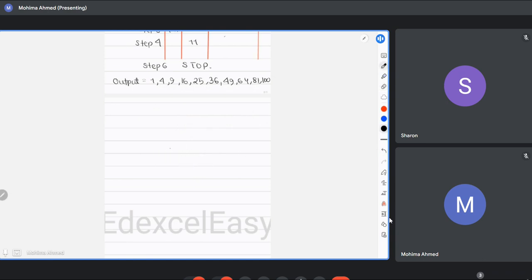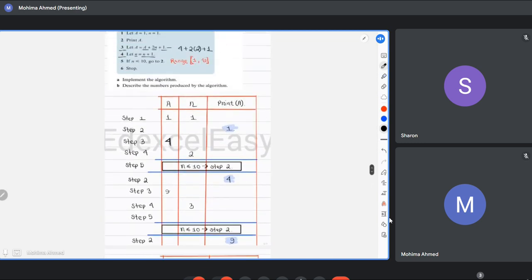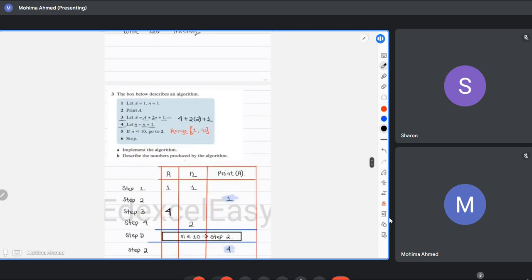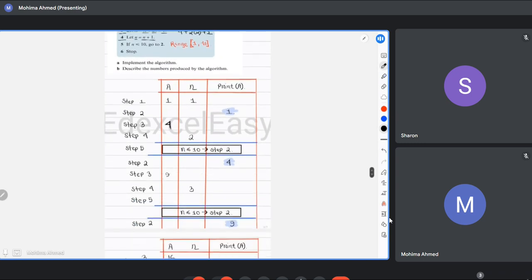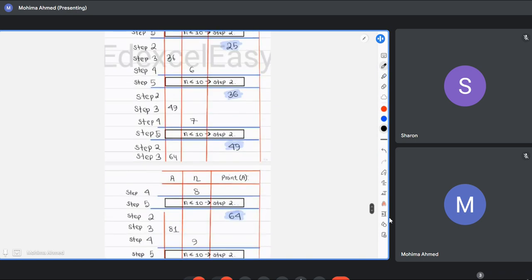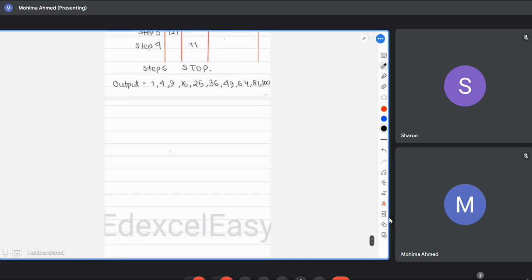Okay, now let's go back to your question. For question 3, describe the numbers produced by the algorithm. They are the square of each number, each value for n, right? For every part, when the value for n increases, you get square numbers. So basically, the algorithm produces the square of the first 10 numbers. That is what the algorithm is giving you over here.